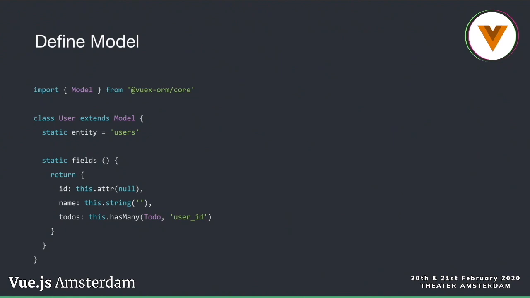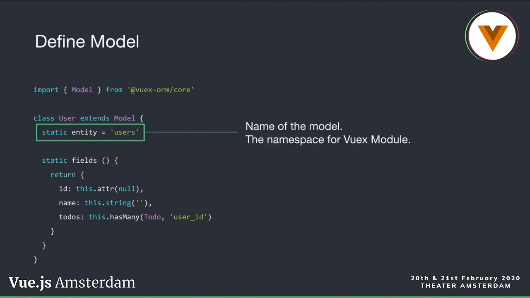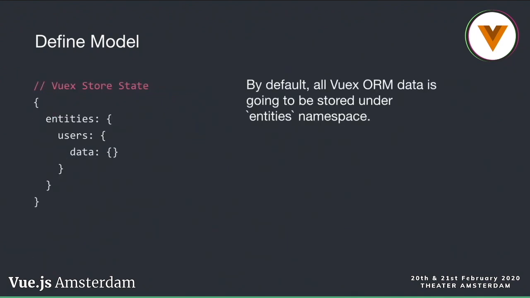First, you have to define a model. And as I explained before, you first need to declare this entity. It's the name of the model. So Vuex ORM is just a bunch of helper functions, or really a module for Vuex. We're not trying to replace Vuex or anything. It's built on top of Vuex. So if you create a user model, which is named users, the Vuex store state tree is going to look like this. By default, all Vuex ORM data is going to be stored under the entities namespace.